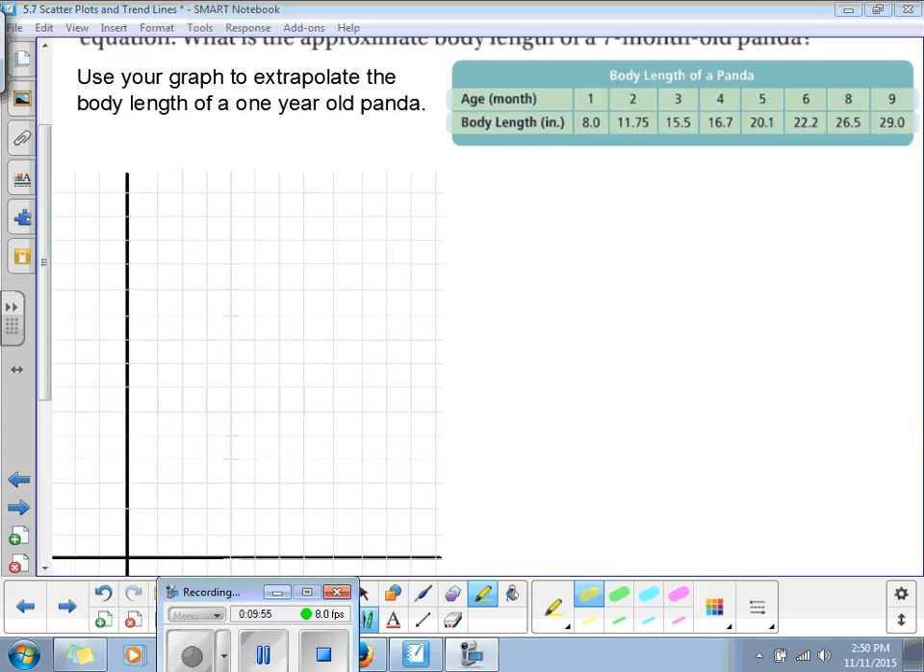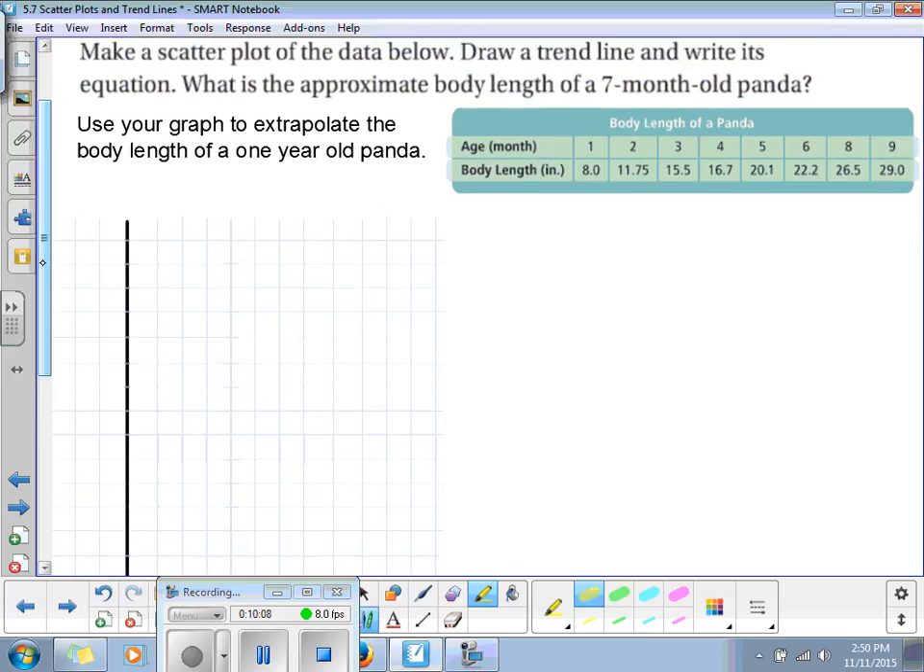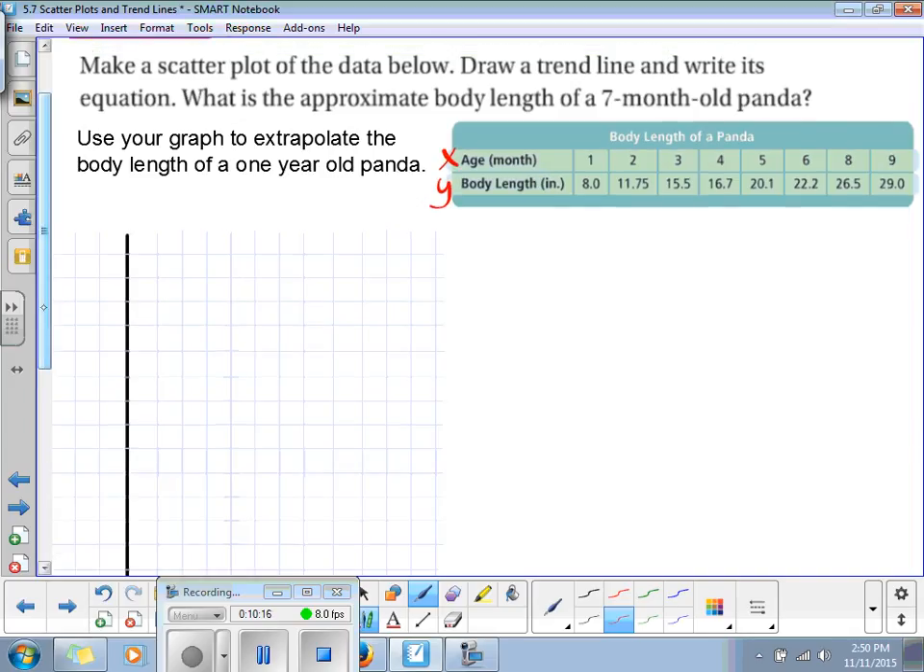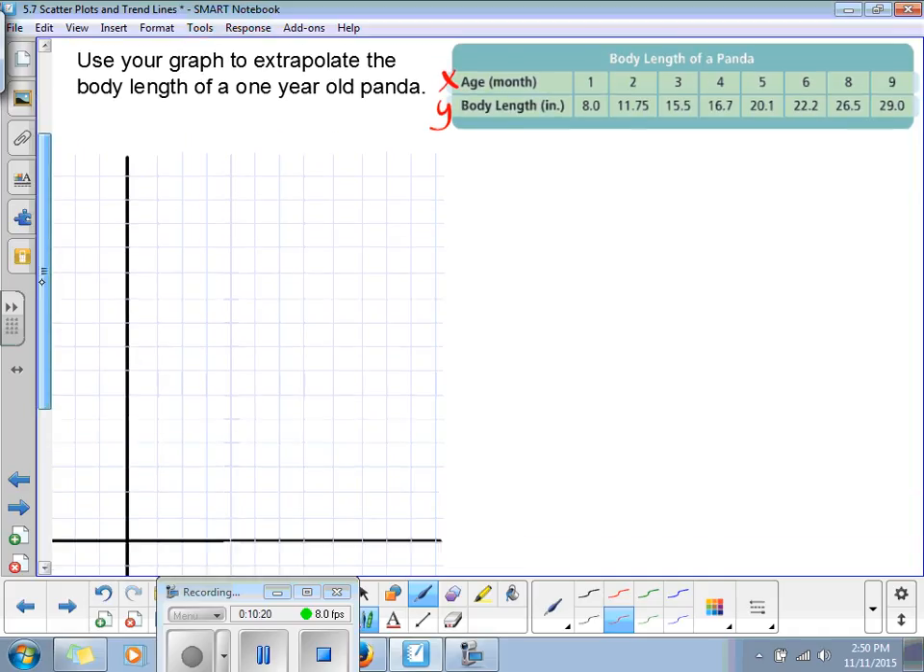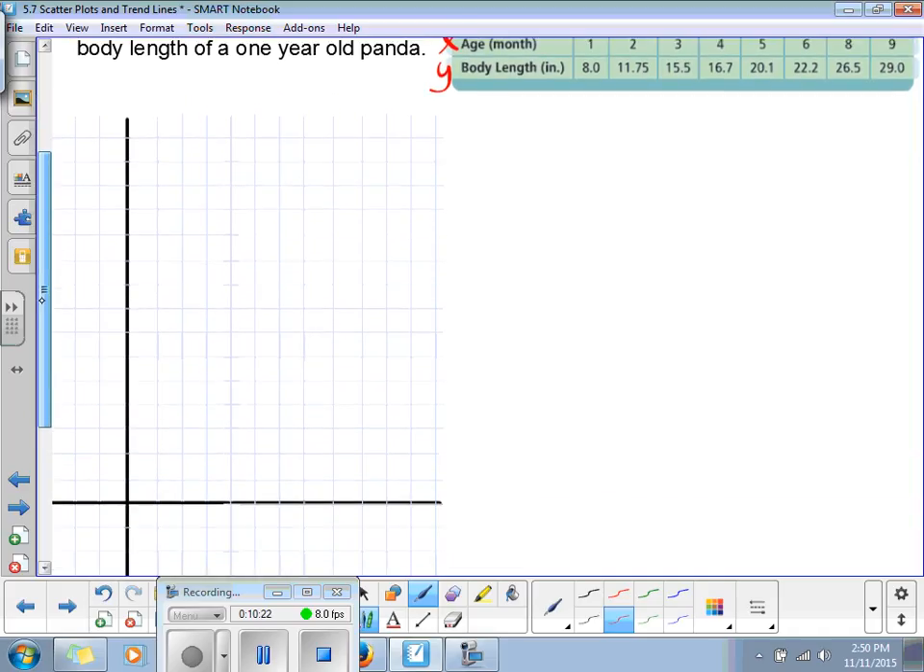So, the first thing we need to do is figure out what is going to go on the x-axis and what is going to go on the y-axis. So what do you think? Which one is the x and which one is the y? Jacob? The age is the x. Yes. Age is the x and the body length is the y. Very good. So now we put that data on our graph.